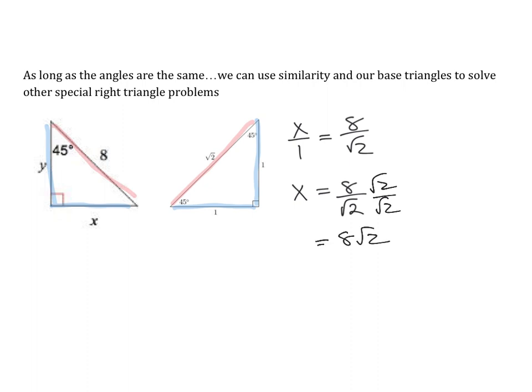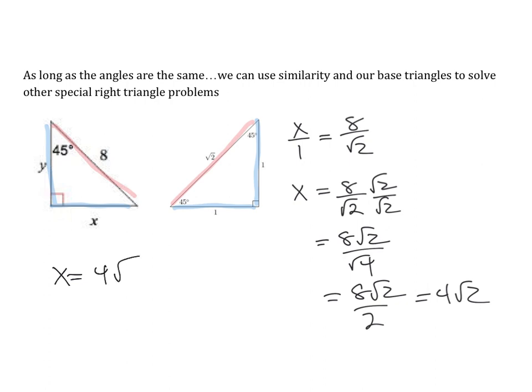And we get 8 root 2 over root 4, which is going to simplify to be 8 root 2 over 2. And if I simplify that one more time, then we get 4 root 2. And as I mentioned at the beginning, we see that we had two congruent sides for one triangle, which means that x and y are also going to be congruent. So we can say that x is equal to 4 root 2, and for the same reason, y is going to equal 4 root 2.